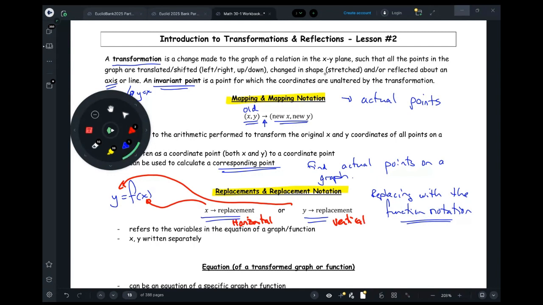Like it says here, we're going to do x and y separately, basically because they show up separately in the function notation. Whereas when we talk about the mapping notation, we're putting them together as the point, because we're creating one point.